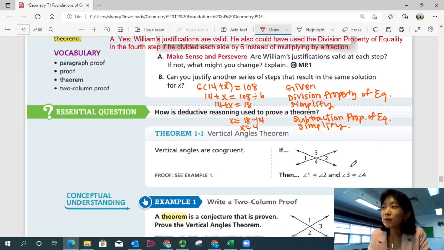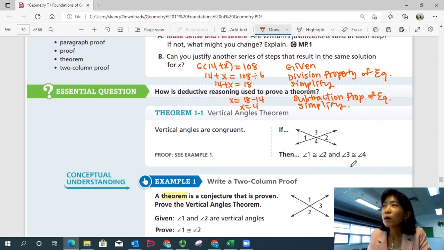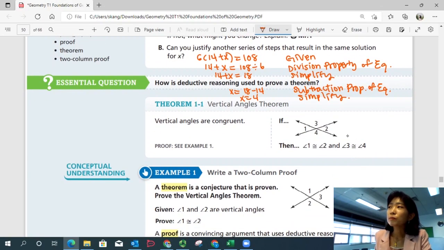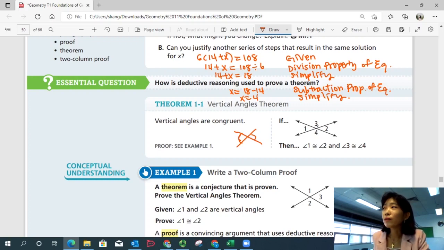Okay, so we're going to prove that in example 1. First of all, what are vertical angles? Vertical angles are angles that are vertical to each other. So they're not right next to each other. They're not adjacent angles, but they're the angles on the other side of the intersection. Okay, so if you have 4 angles formed by these 2 lines, then angles 1 and 2 are congruent, and 3 and 4 are congruent.